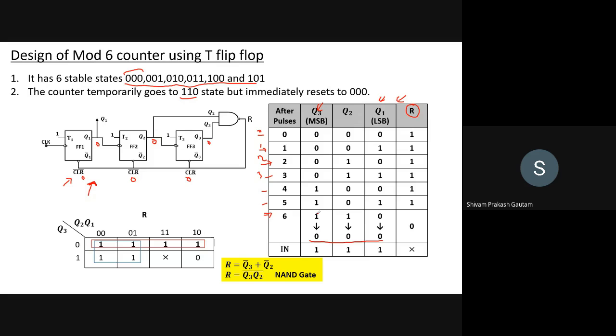So whenever it reaches 110, we want R to go to 0, and in all the other cases R should stay at 1. Whenever R is 1, that means clear is 1. In that case, the flip-flop will operate as a clocked operation, under normal conditions. Whenever it is 0, since this is active low, our flip-flop has to reset itself. Now the 7th state is taken as don't care, because it will never reach this state. Your counter will never reach the 111 state.